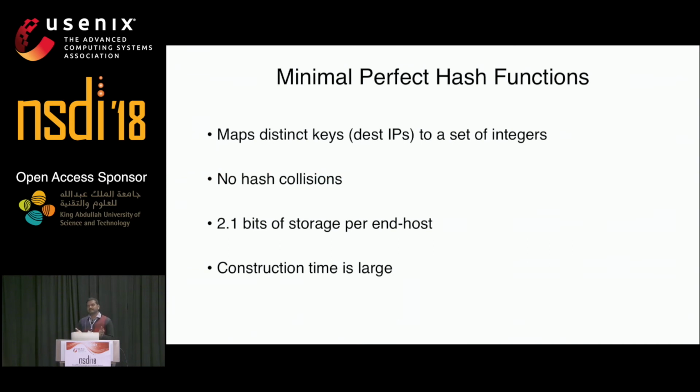The key observation is that the destination IPs in a network are known in advance and change at coarse timescales. So we exploit this fact to construct the minimal perfect hash function and completely avoid hash collisions. And it requires 2.1 bits of storage for each end host. The trade-off is the construction time could be larger. So assuming that the number of end hosts in a data center changes at coarse timescales, we could compute the perfect hash function less frequently.